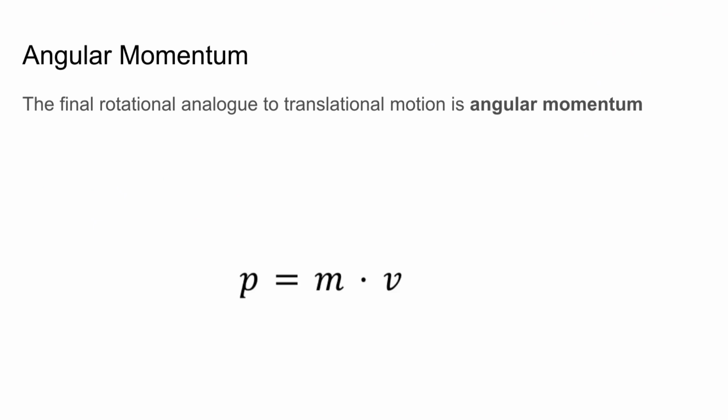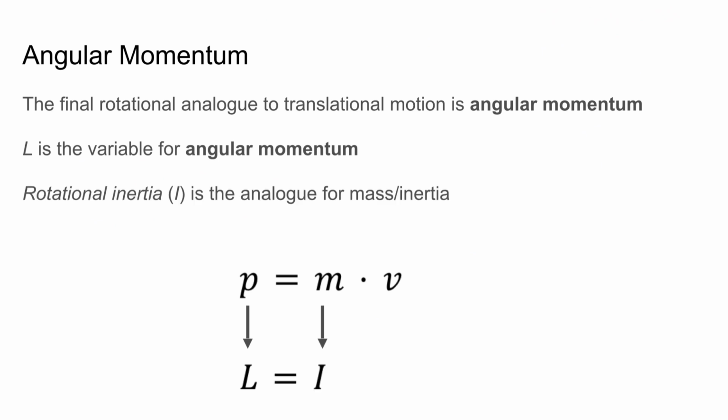And if we think about our linear momentum or translational momentum, we have p that stands in for linear momentum, equals mass times velocity. Obviously, for p we're going to come up with a new variable, because now this stands for angular momentum when we think about rotation. The variable we use is a capital L. So capital L is angular momentum.